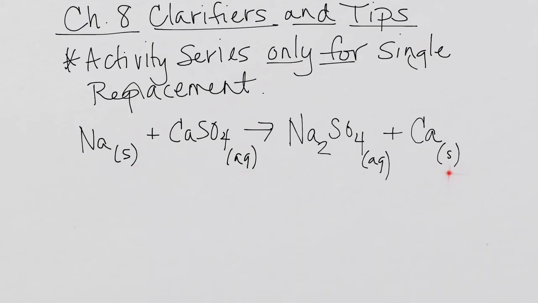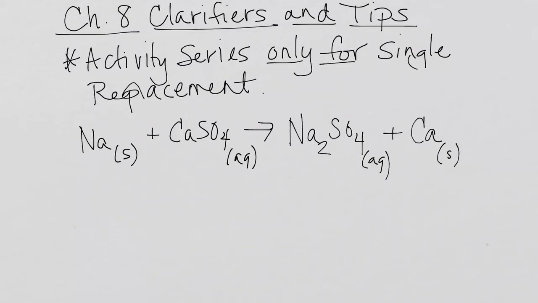Note the states of matter. You would have to do this. For metals, I'm not going to give you any tricky ones on the test, so assume any metal is going to be a solid. Okay, so that's the activity series. That's the first thing that I wanted to talk about. The second thing is that when you have something like this, that you do need to predict the products.